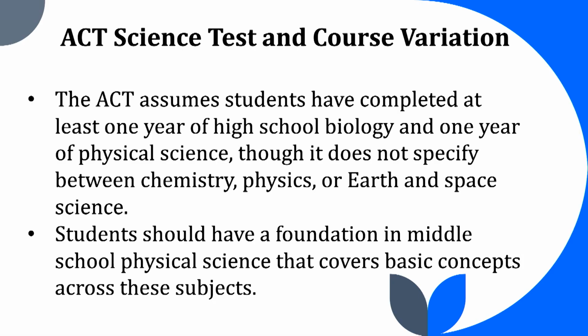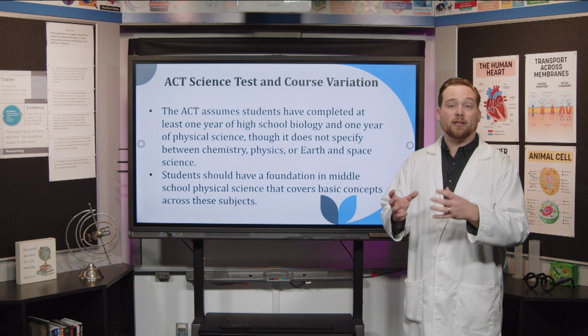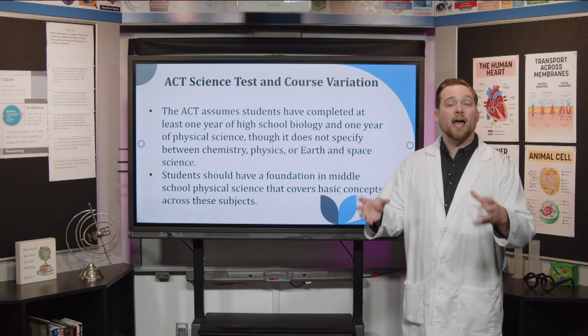The ACT science test and course variation. The ACT assumes students have completed at least 1 year of high school biology and 1 year of physical science, though it does not specify between chemistry, physics, or earth and space science. Students should have a foundation in middle school physical science that covers basic concepts across these subjects. So you might be in a situation where you haven't taken chemistry or physics, or you haven't taken earth and space science. But you do a lot of physical science stuff in middle school, and that should be enough to at least orient yourself so you kind of know what's going on.